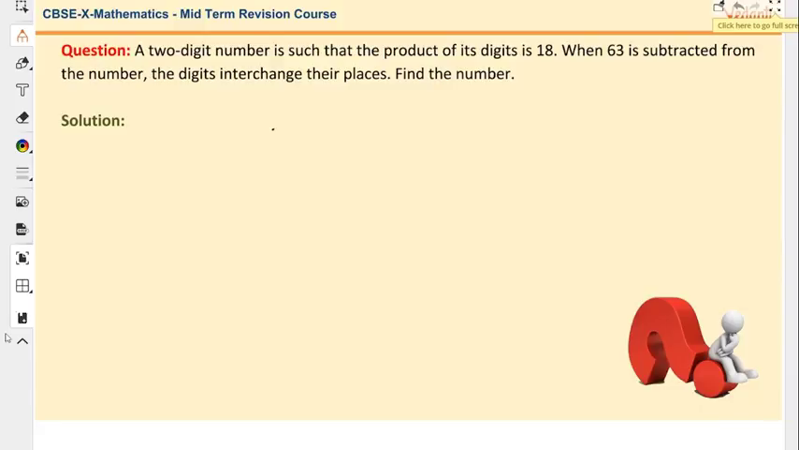How do you solve these types of problems? Before you start solving this problem, you need to understand how you express a decimal number. So for example, 53, right? So 53 is a decimal number, right?